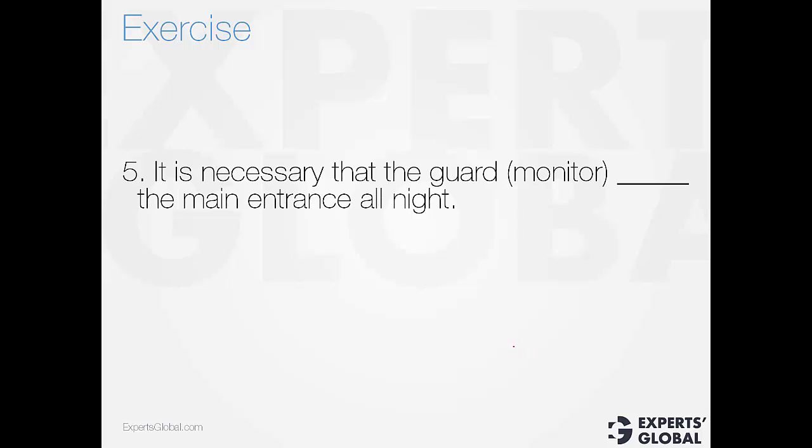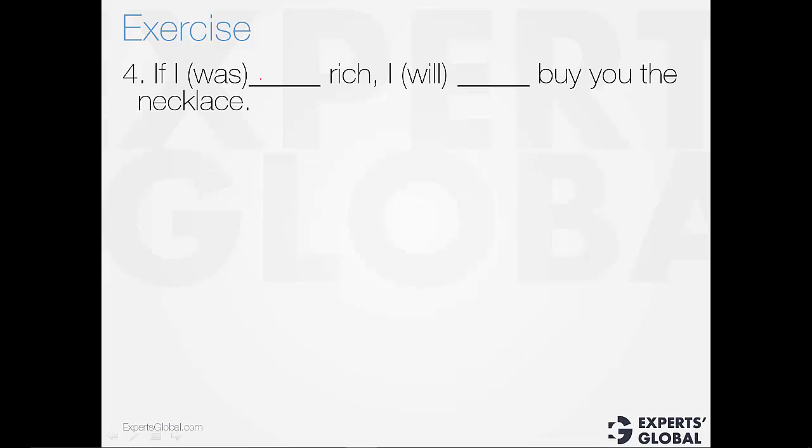Pause the video, do this one yourself. There are two blanks. If I see this is a wish, so we say were here. If I were rich, so if would construction, I would buy you something.